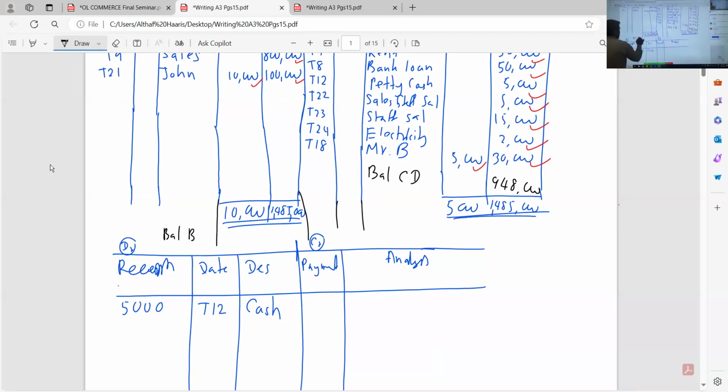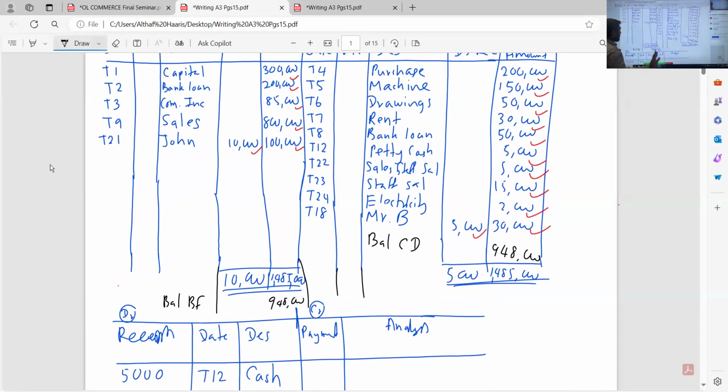Balance BF 948,000. Only Zaharullah has confirmed it. One confirmation is not enough, people. Please. Correct. Okay, so 2 students have confirmed. So I'll take it as the final confirmed value. 3 people have confirmed it. Super. Now let's move to the next one.